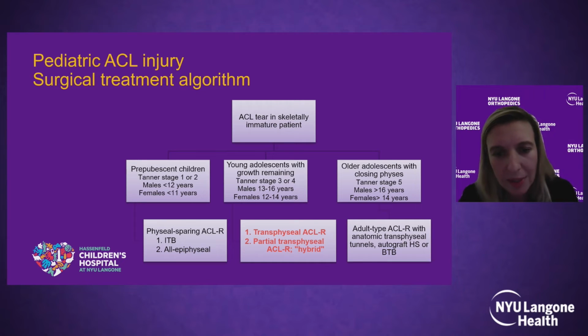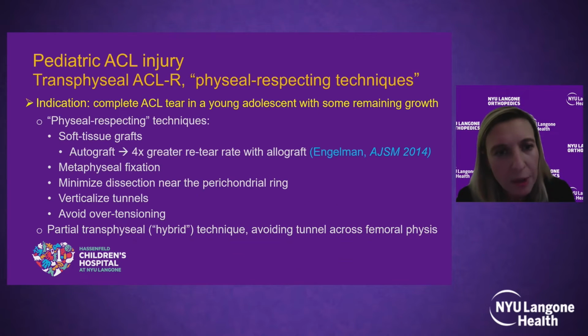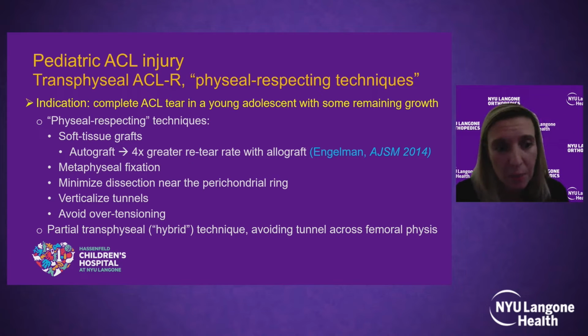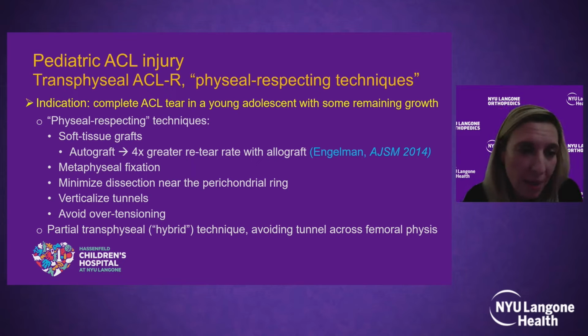Moving on to the transphyseal ACL reconstruction, or the hybrid. So the indication for this, again, is a complete and symptomatic ACL tear in a young adolescent with some remaining growth. You're going to employ potentially physeal respecting techniques, which might include, we're going to use a soft tissue graft, not a bone plug. We're almost always going to use autograft, because we know that there's a 4 times greater re-tear rate of your ACL with allograft use in this population.